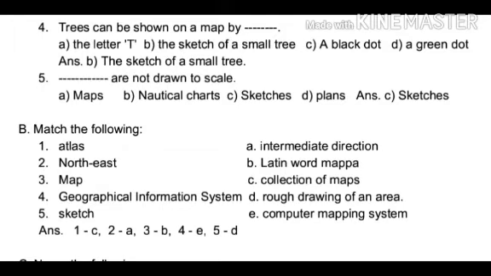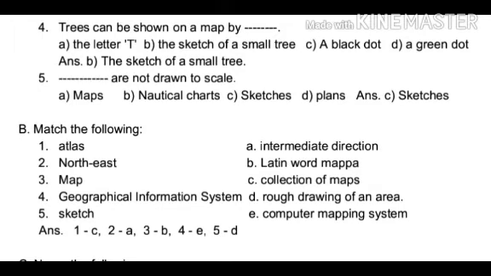Fifth, dash are not drawn to scale. Option A. Maps. B. Nautical charts. C. Sketches. D. Plans. Answer option C. Sketches. Children, the answer is also written beside each of the questions.